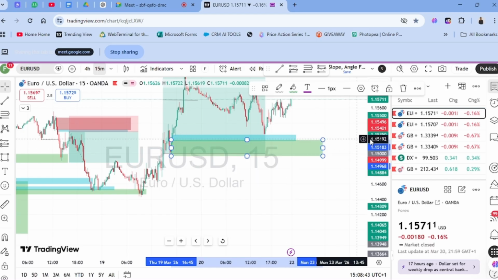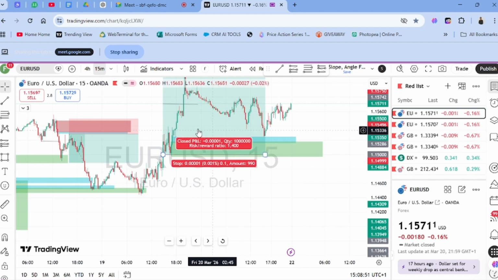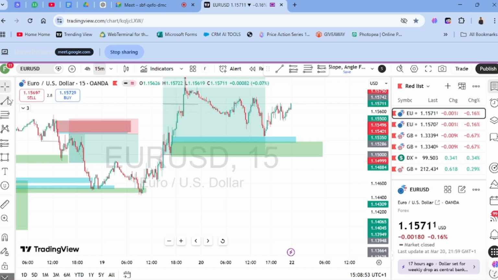Now this is it. This is the demand. This is the FEG. What am I waiting for? Let it come into my demand or FEG zone, and then I just take another entry. Do you get it? This was the first. We had two zones here. Remember, notice we have two zones here.